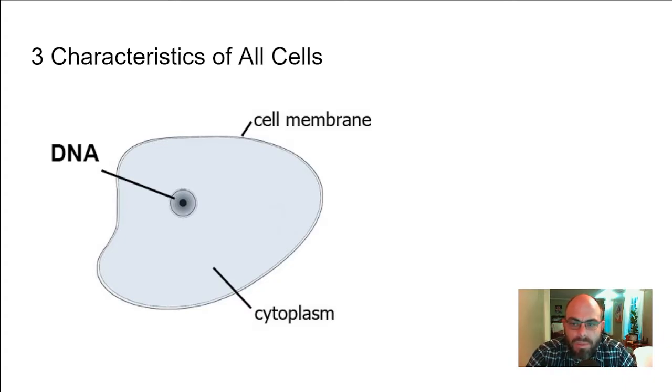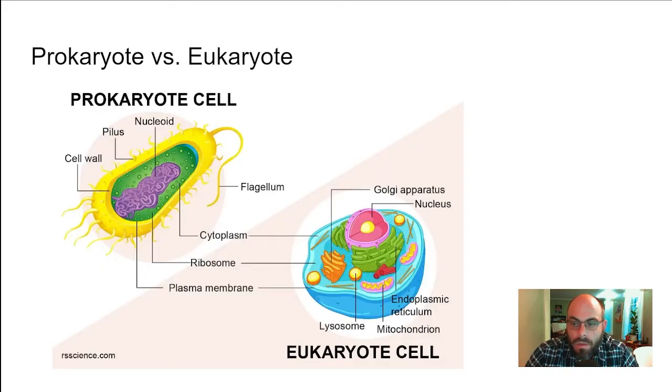You could probably lump ribosomes in there, but I'm not entirely sure. Honestly, we're just going to stick with three because groups of three are really helpful. We've got lots of groups of three today. And so that's all living things are composed of cells, and every cell in all living things has at least those three things.